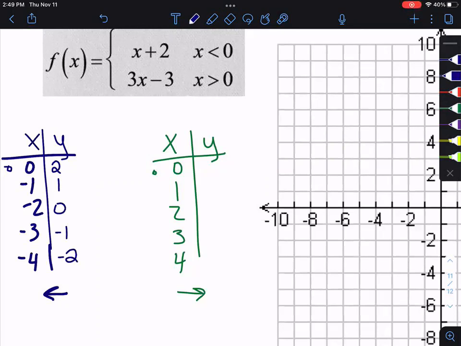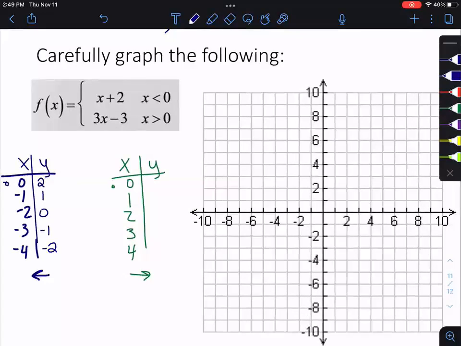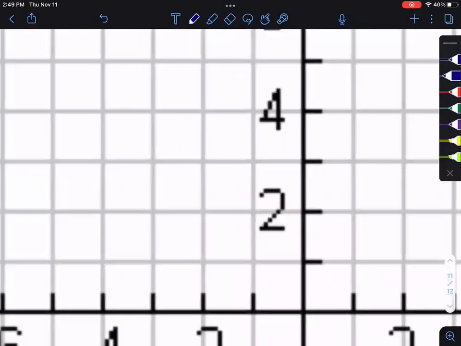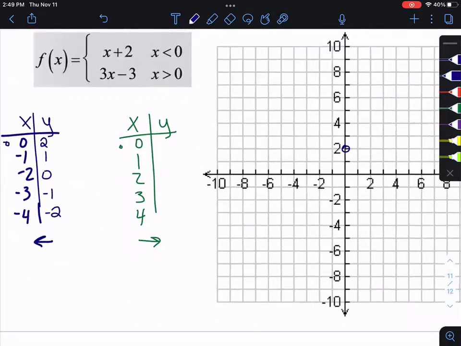So I'm going to graph these 5 points. I'm going to start at (0, 2), with an open circle right here. Then I'm going to graph the following points: (negative 1, 1), (negative 2, 0), (negative 3, negative 1), (negative 4, negative 2), and so on and so forth. Keeping in mind my arrow is going to head to the left, I'm going to start my line, and it's going to head down to the left in this case.